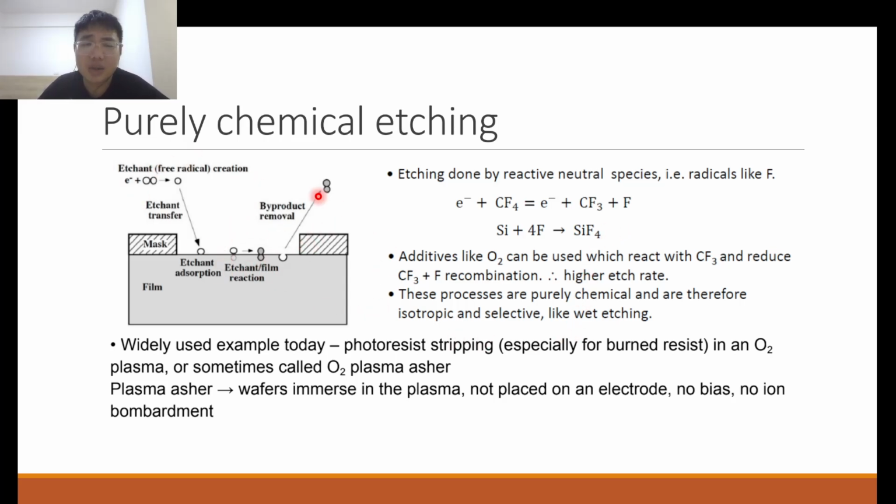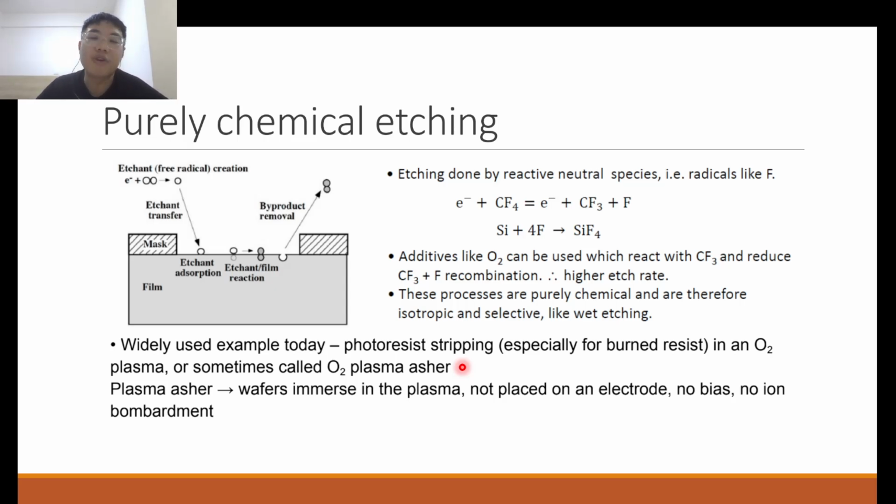However, because in this case there's no ion bombardment, we do it in such a way where the wafer, for example, is not placed on an electrode, so there's no electric field on the wafer surface across the wafer. So the result is that there's no ion bombardment, so purely there are radicals arriving on the wafer surface and undergoing a chemical reaction. Okay, and so this is also used sometimes in the semiconductor industry. Normally it's called ashing process. One way in which it is used is to remove photoresist.